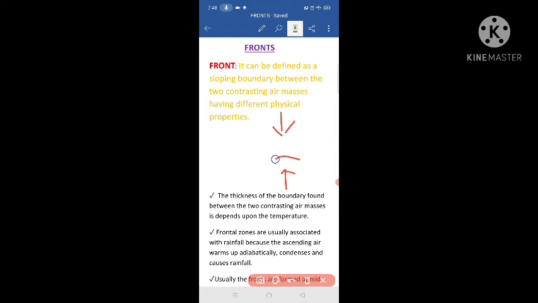Let us consider this is the warm air mass and this is the cold air mass. The cold air mass is coming from the polar region and the warm air mass is coming from the equatorial or tropical region. When they come near, they do not mix up, they form a boundary between them, and this boundary is what we call a front. And this boundary is sloping. It will never be like a circle or a square, it will always be sloping.